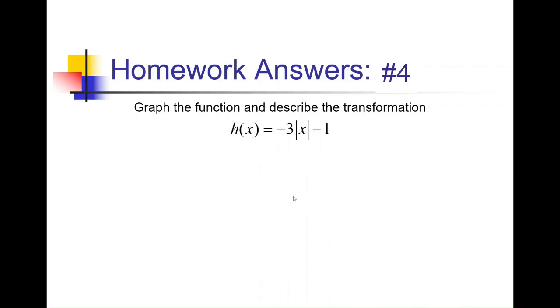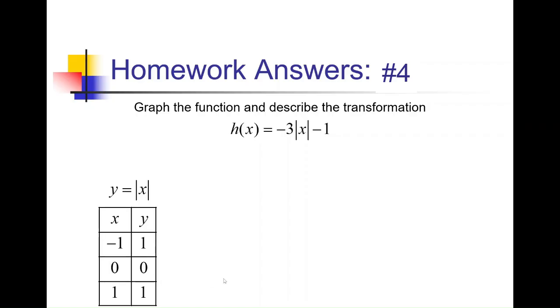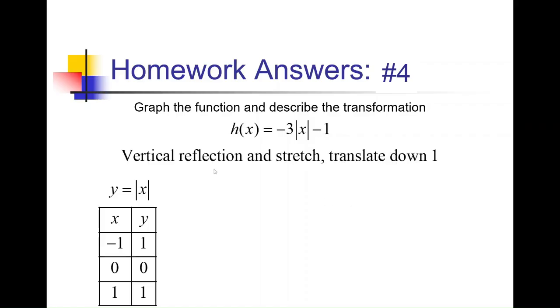For this problem, we're going to figure out the transformation and graph this function. This is absolute value for the parent function, so here's my absolute value parent table where we have negative 1, 1, 0, 0, and 1, 1. And then for the transformations, this negative 3 out here is giving us a vertical reflection and stretch since it's outside the function. And this negative 1, since it's also outside the absolute value, that's an up-down shift. It's specifically a shift of down 1. So vertical reflection, stretch, and translate down 1.